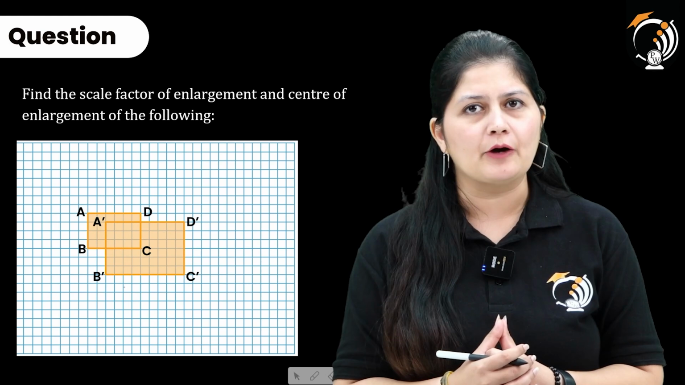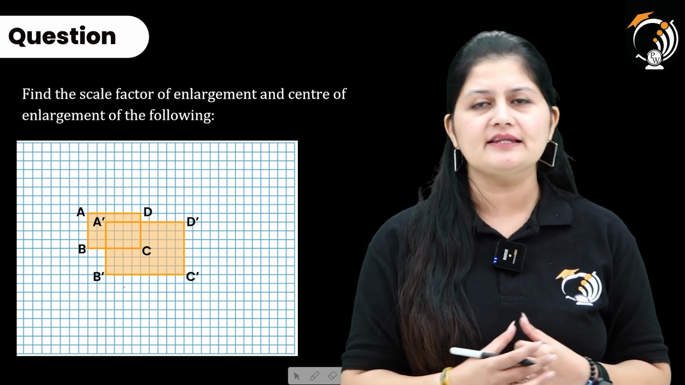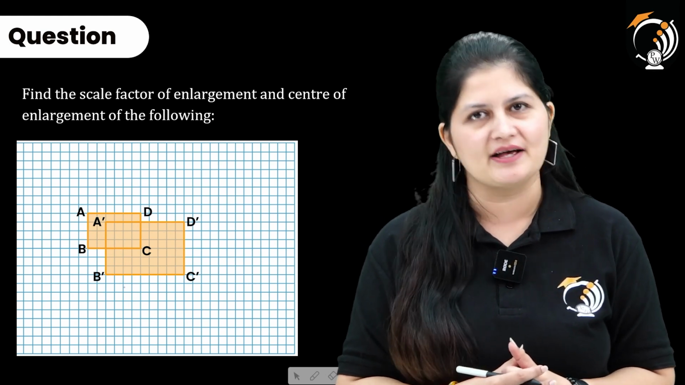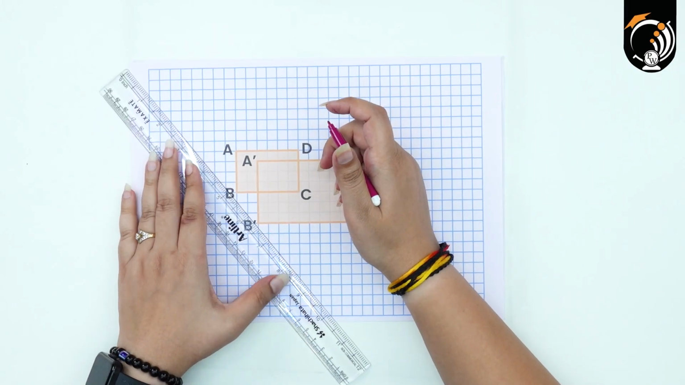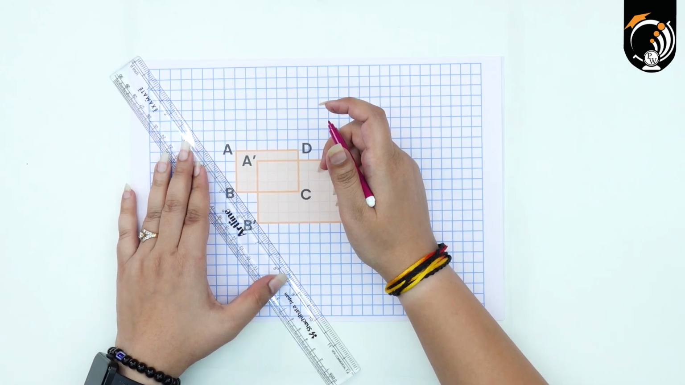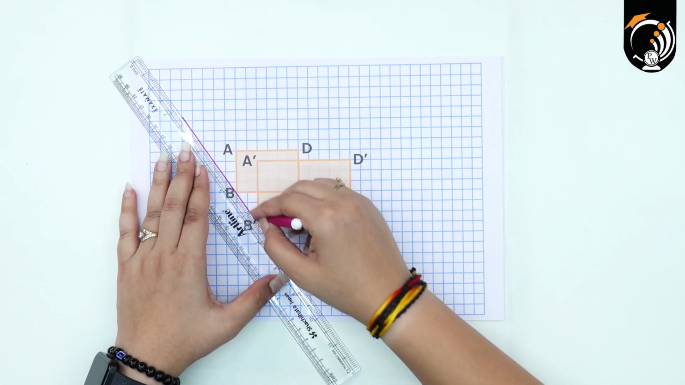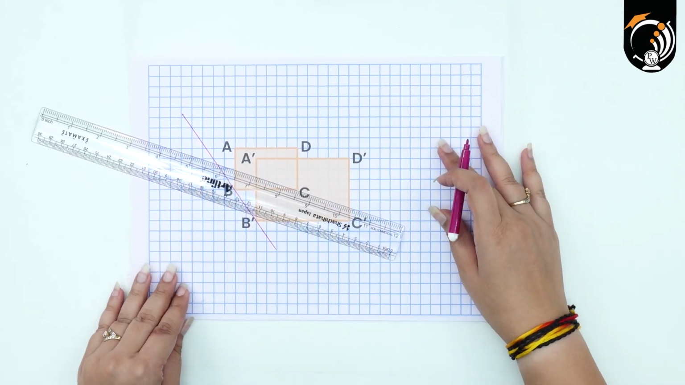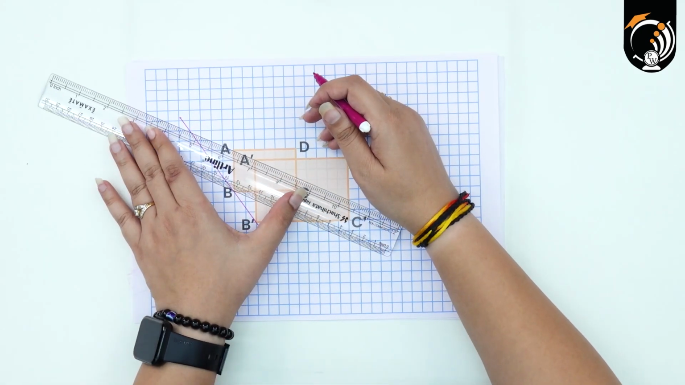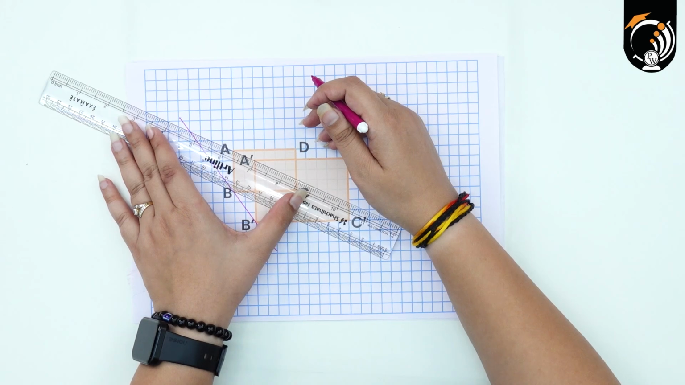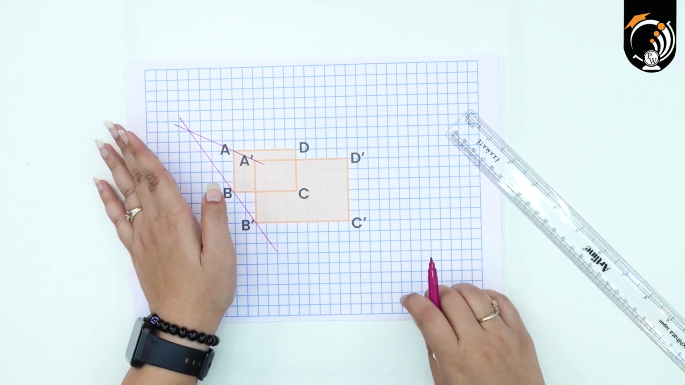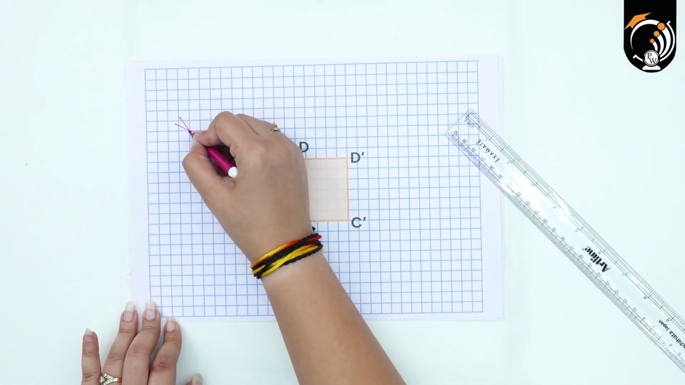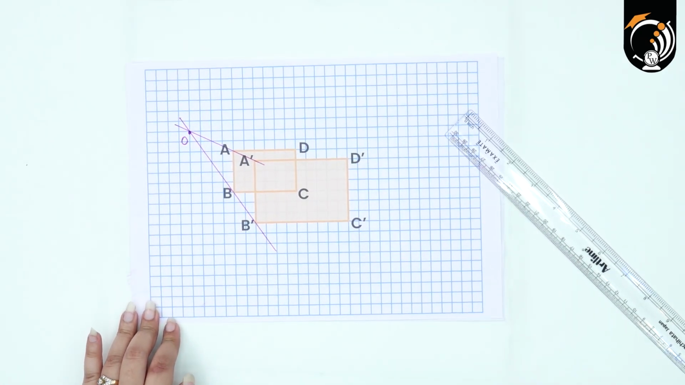Is that clear? Moving forward, let's try to find out the scale factor of enlargement and the center of enlargement in this diagram as well. Let's see where it lies. So let's join the corresponding points in this as well in order to find out the center of enlargement. If we talk about the center of enlargement here, this point is going to be your center of enlargement, which is point O here.